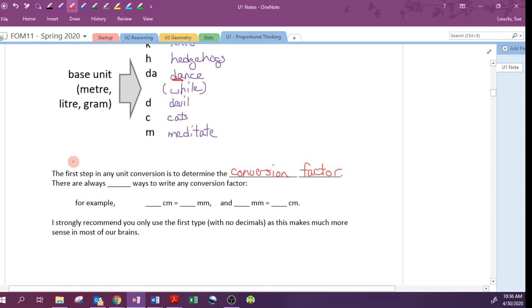All right. So the first step in any unit conversion is to determine the conversion factor. And there are always 2 ways to write any conversion factor. For example, I can say that 1 centimeter equals 10 millimeters, or I can say that 1 millimeter is 0.1 centimeter, because a millimeter is 1/10 of a centimeter. You can use either of them, but you know my motto, be smart about your lazy. The first one's easier. Our brain works better with whole numbers or integers than it does with decimals. It just does. So make it easy. Go with the first kind, where you've got one of something equals a larger number of something else.